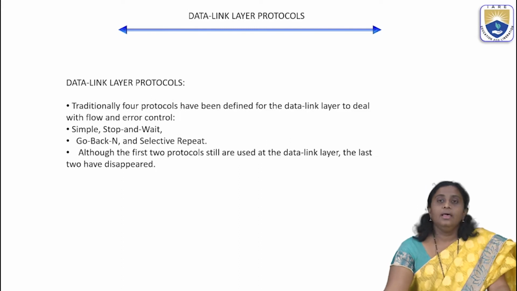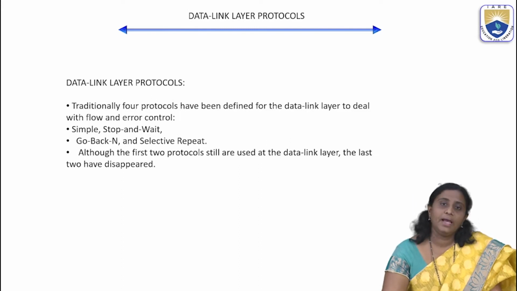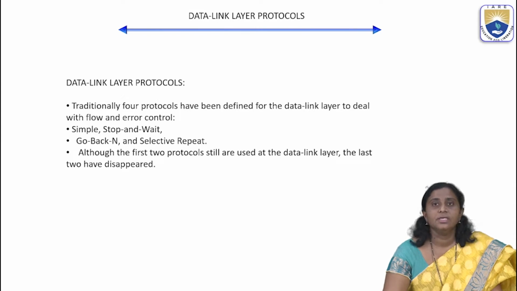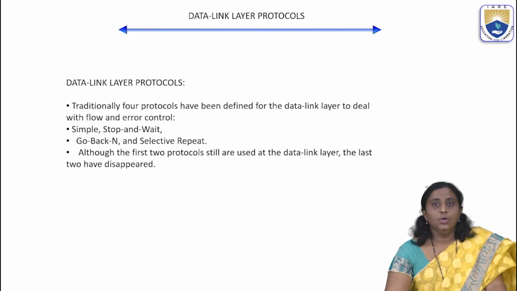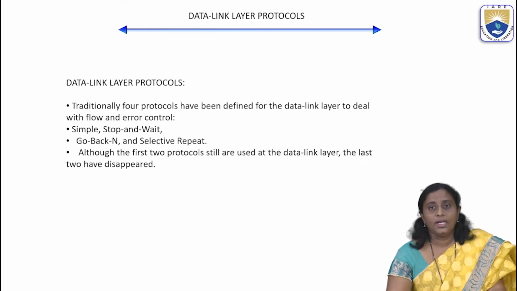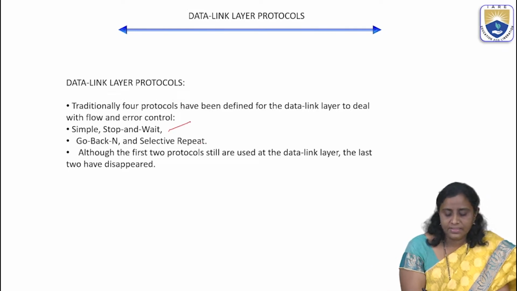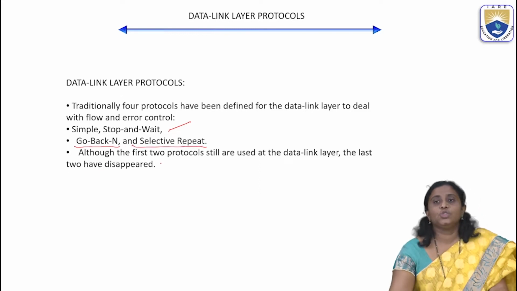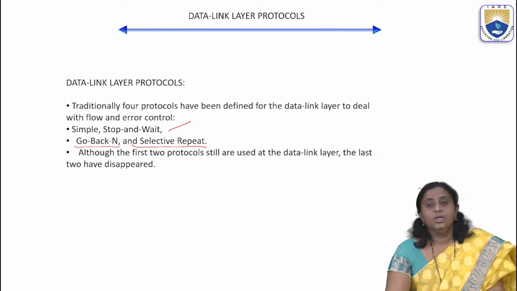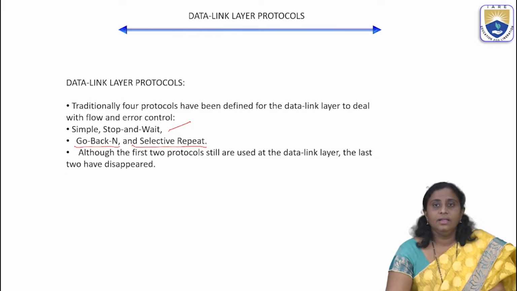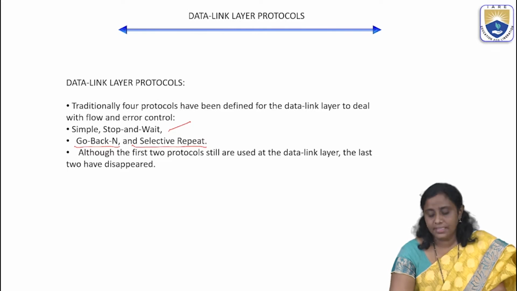Traditionally, there are four types of protocols that have been defined for the data link layer to deal with error detection and flow control under the framing of the packets from one sender to another receiver. The first type of protocol is the simple one. The second one is stop and wait. The third one is go back N and selective repeat. Although the first two protocols are still in use at the data link layer level, the last two might have disappeared.